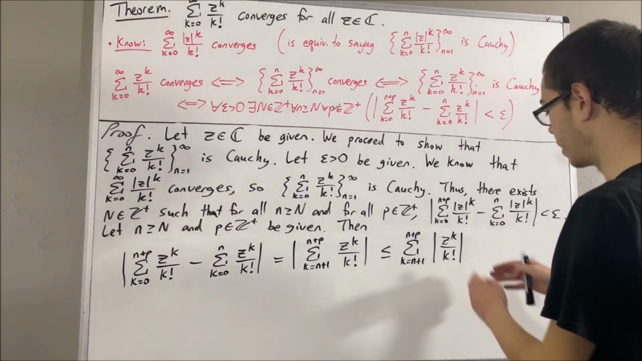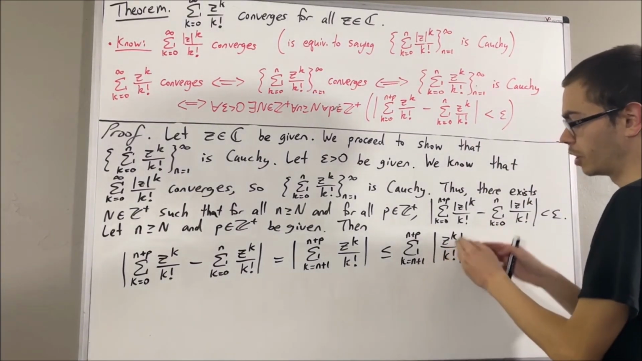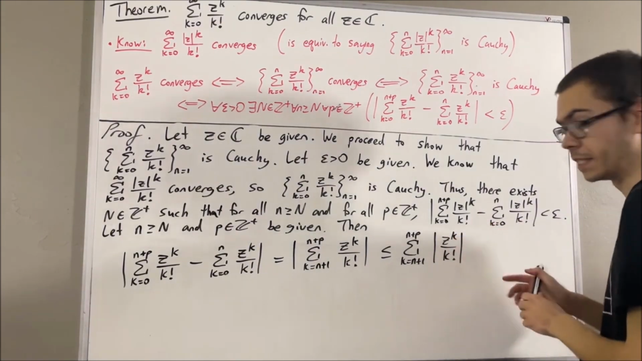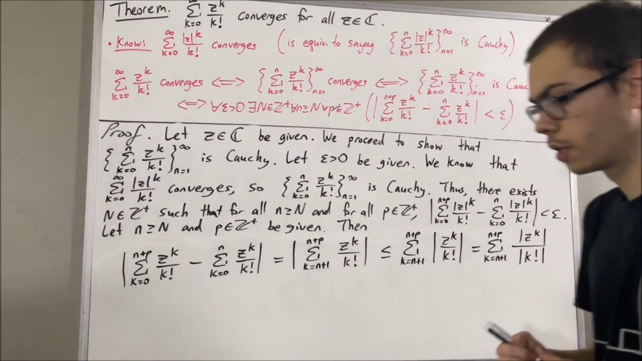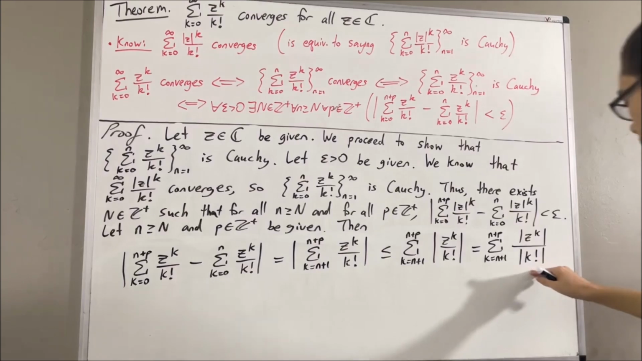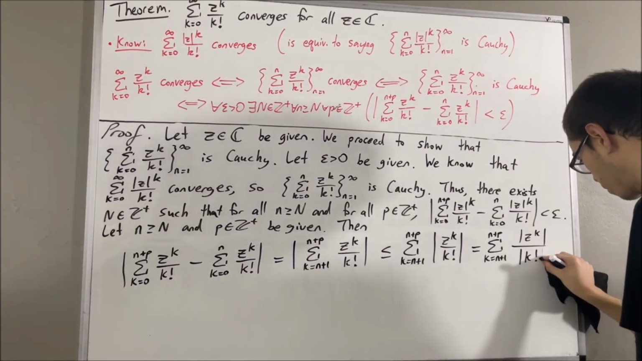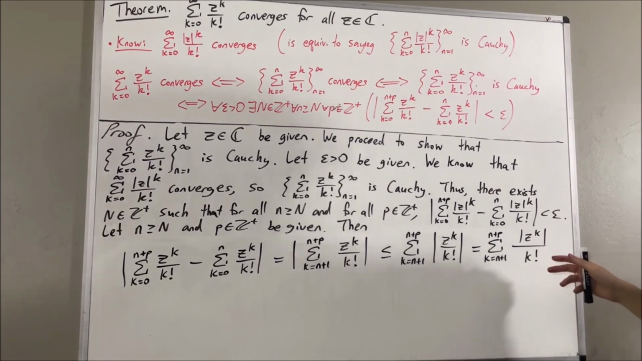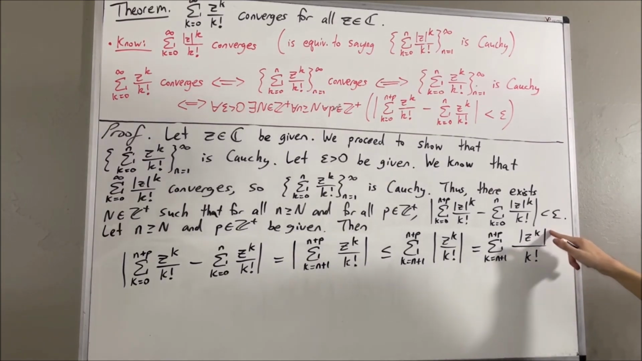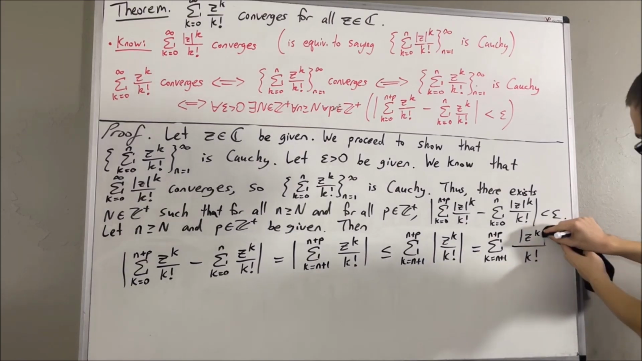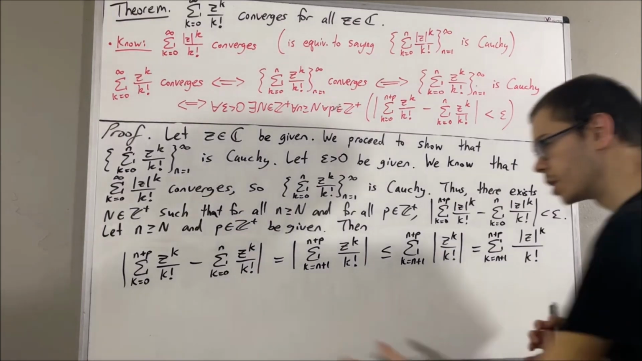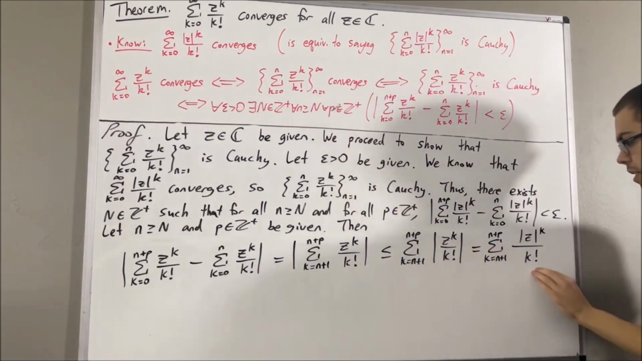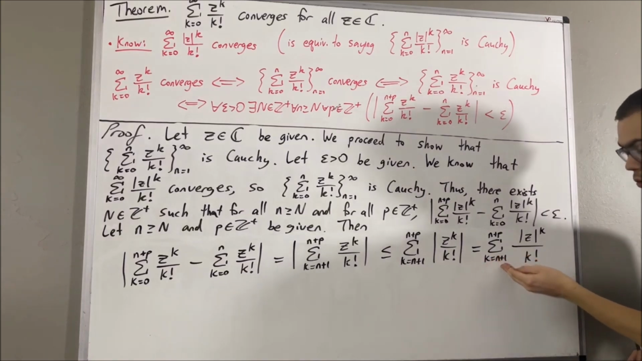But then we know that the absolute value of a fraction is equal to the absolute value of the numerator over the absolute value of the denominator. And then we know that the absolute value of k factorial is just k factorial. And another property of absolute values tells us that we can move the k to the outside of the absolute value. So we get this. But then, just like we did right here, we know that this is the same thing as the sum from k equals 0 to n plus p minus the sum from k equals 0 to n.